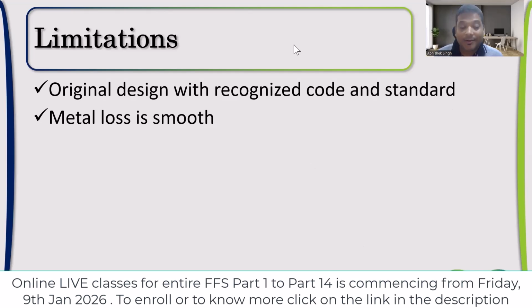So metal loss has to be smooth. Next, cyclic service: if it is in cyclic service, it is a limitation. We are talking about the limitations for doing the Part 4 assessment by Level 1 and Level 2. The current focus is only Level 1, but the limitations apply to both Level 1 and Level 2. If I'm applying Level 3, I can do it even for cyclic services.